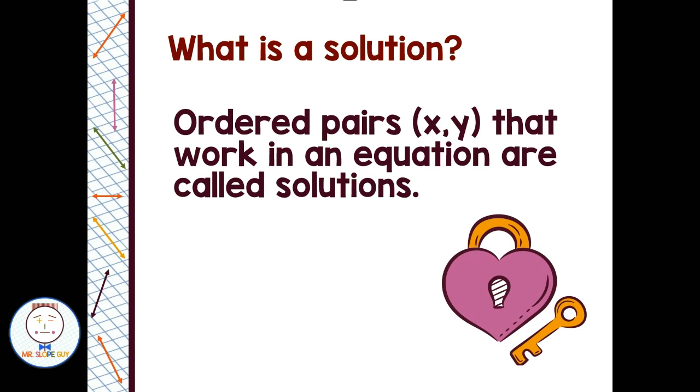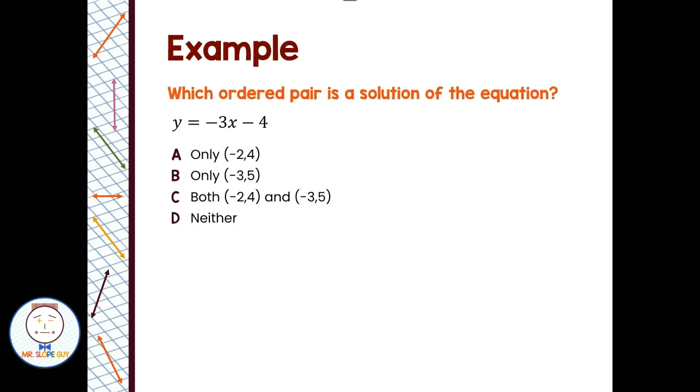And ordered pairs that work in an equation are called solutions. So if we have an x and a y value that we can plug into an equation and get a true statement, then we know they're solutions. With solutions, we could make a t-table, graph and plot these points, and they would make a line. But today we're just going to look at, can we tell if an ordered pair is a solution to a given equation? So let's look at an example where we just have an equation.